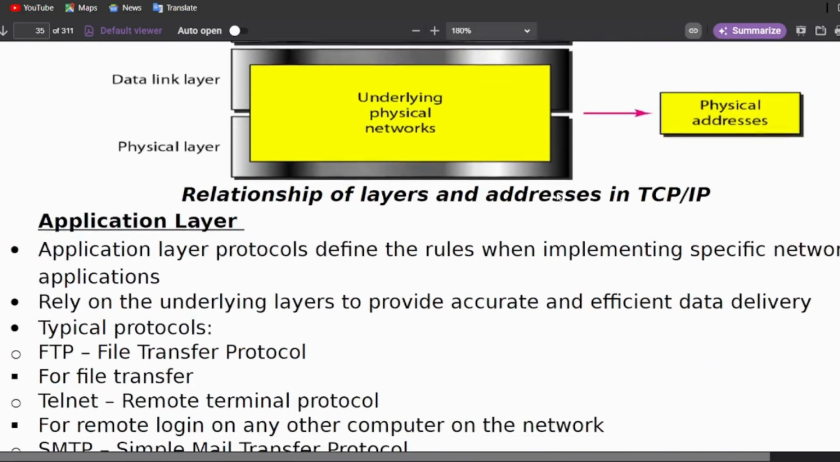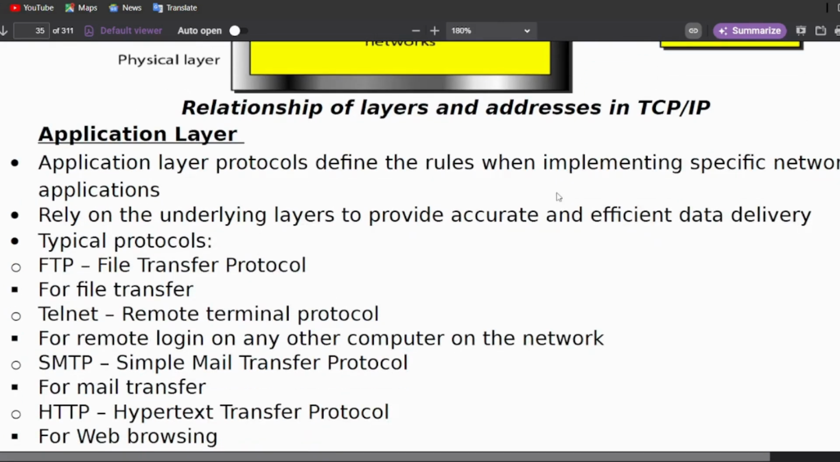Now coming to the application layer, it has its own protocols, which define the rules when implementing specific network applications. It relies on the underlying layer to provide accurate and efficient data delivery. So when we follow the set of rules on the applications, that ensures that whichever data is presented or transferred is delivered in an accurate and efficient way. Okay, so we have some typical protocols.